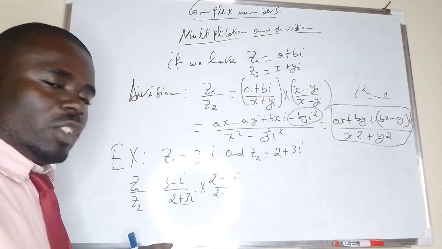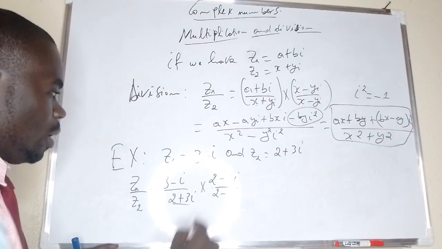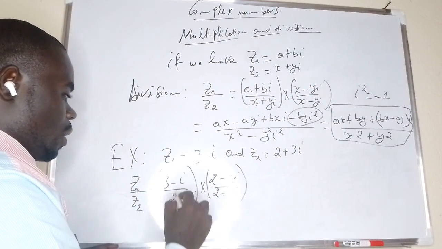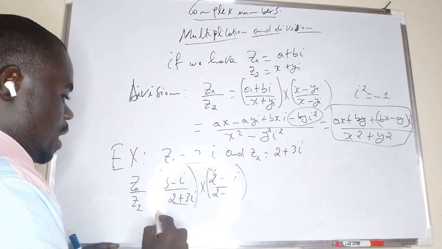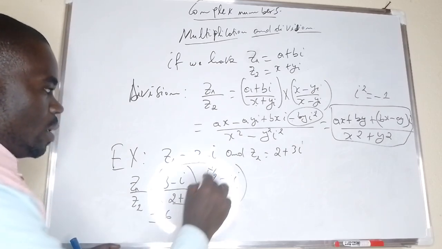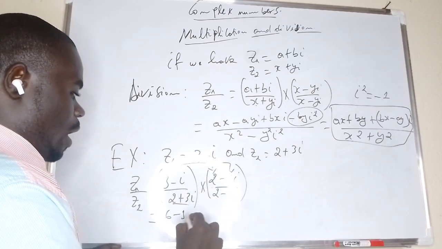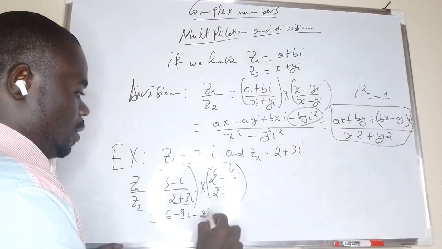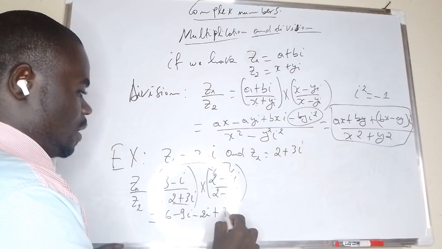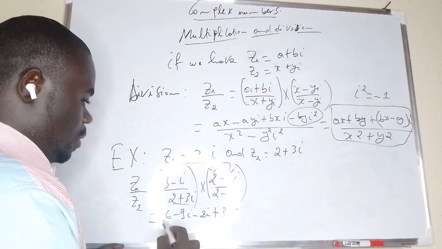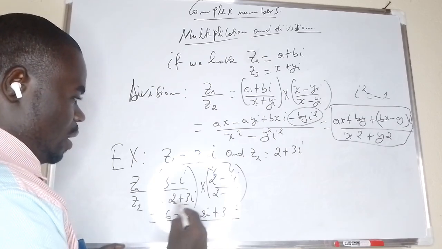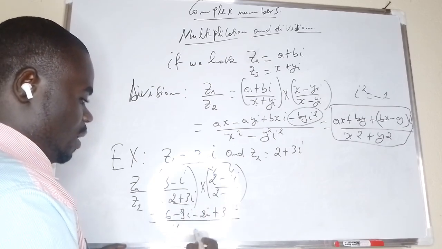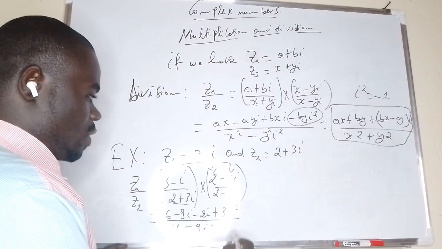We rationalize the denominator. Now, when we are going to multiply, we get this term with this, which is equal to 6. This term with this is equal to negative 9i. This term with this, negative 2i. This term with this, positive 3i squared. We divide with this term with this, 4, and this term with this, negative 9i squared.